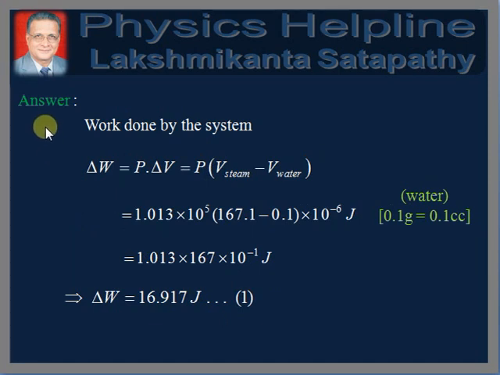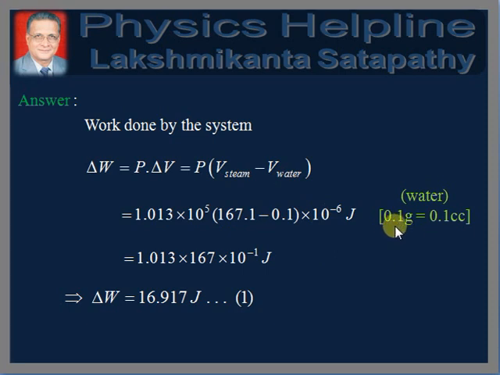Now for the answer. First, let us calculate the work done by the system. Delta W is equal to P into delta V, pressure into change in volume. The change in volume is the final volume, the volume of steam, minus the volume of water. So pressure P is 1.013 × 10^5. Volume of steam is 167.1 cm cubed. We multiply by 10^-6 to give it in SI units, minus the volume of water.